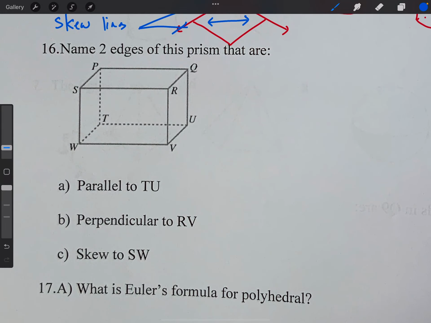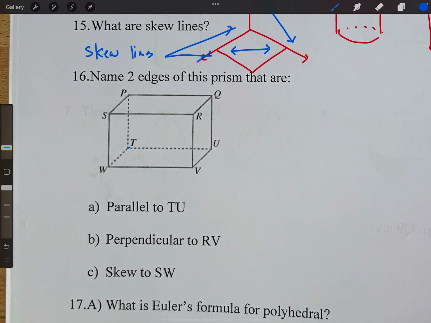Question 16. Name 2 edges of this prism that are parallel to TU. So let's look at TU, which is this one here. You can name any 2. So for example, you can say PQ is one of them. Another edge could be WV.